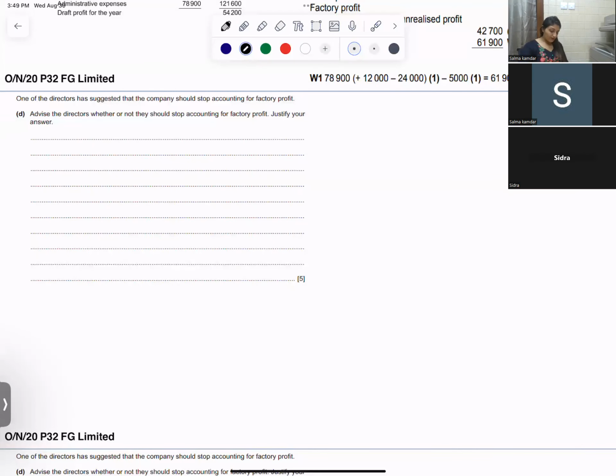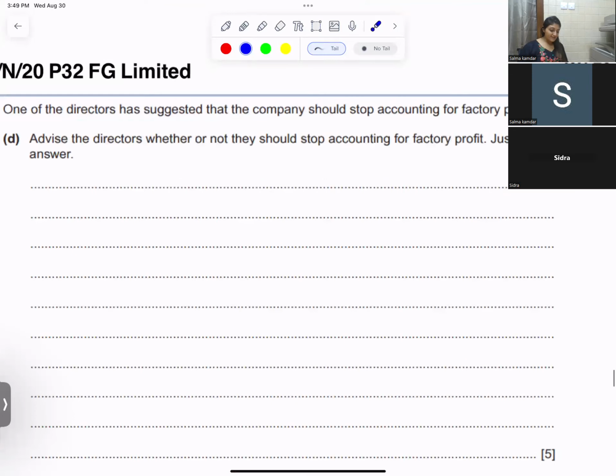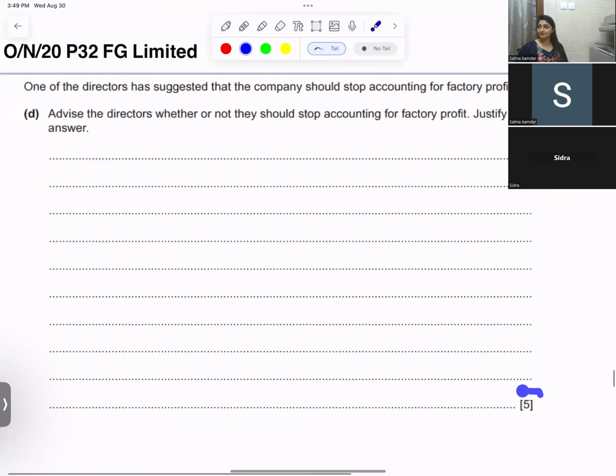Okay, the directors have suggested that the company should stop accounting for factory profit. One of the directors is suggesting to stop accounting for factory profit. Advise the directors whether or not they should stop accounting for factory profit. Justify your answer.